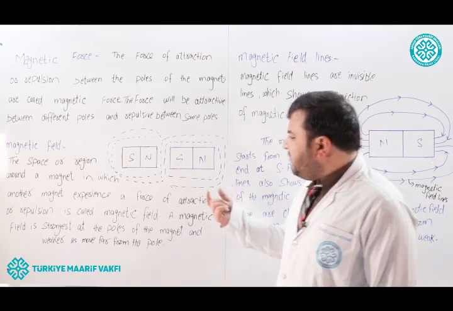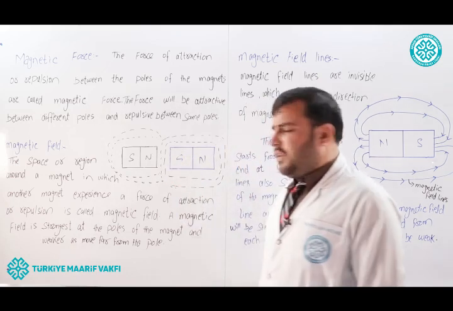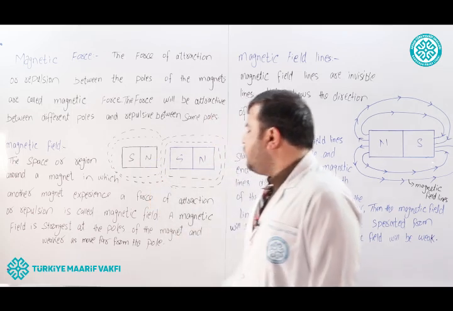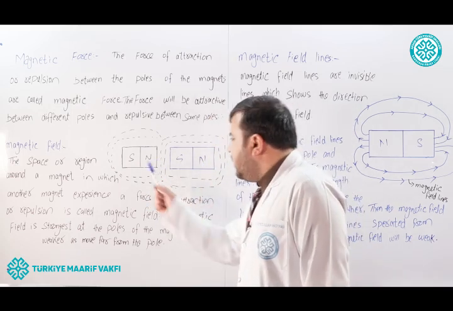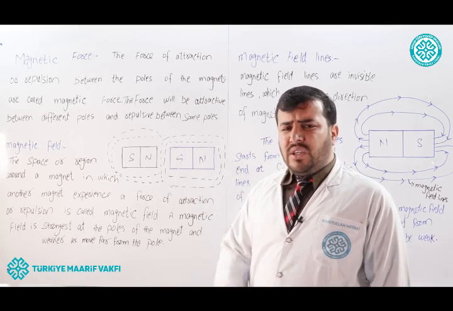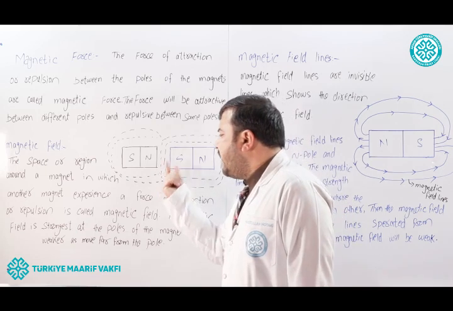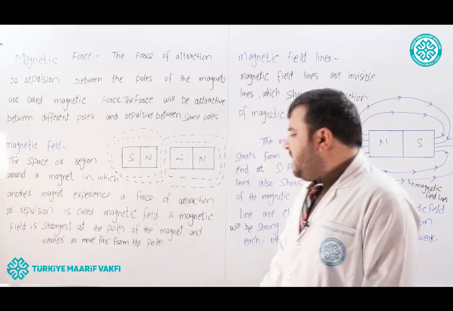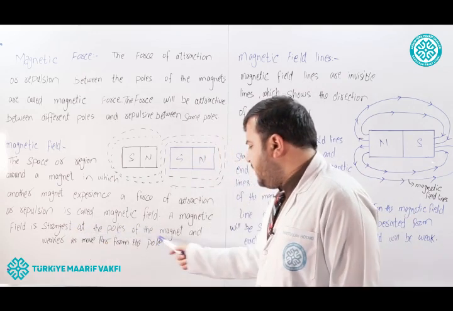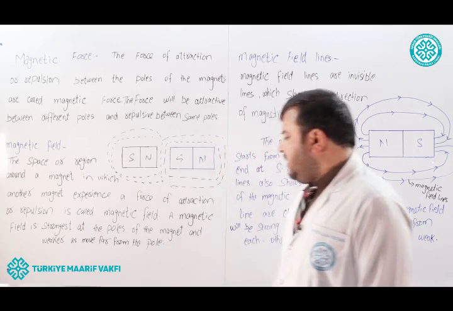Now the magnetic field will be strongest at the poles of the magnet, means at this south pole or at this north pole. The magnetic field will be the strongest, and it will become weaker as we move away from the magnet. Here a magnetic field is strongest at the poles of the magnet and weaker as we move far from the poles.